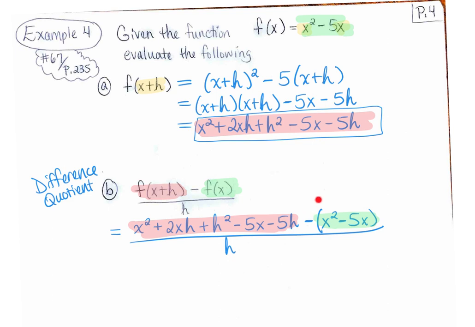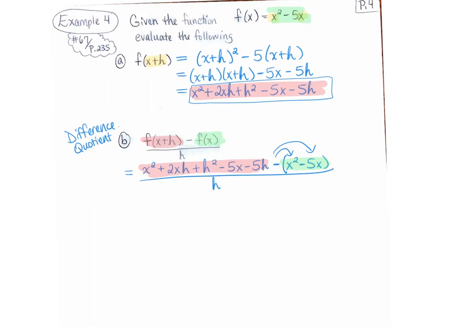Distribute the negative to negative x squared and negative 5x. Good, you distribute the negative, and then what are you going to do? Combine like terms. That's the approach. Go for it. I'll give you 1 minute. Whenever you simplify this, tell me what you got for your numerator.